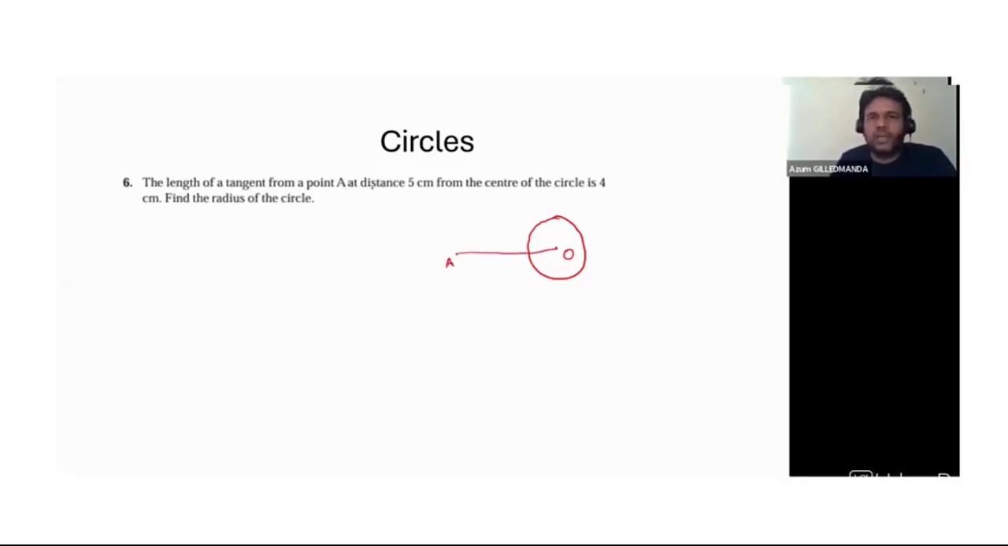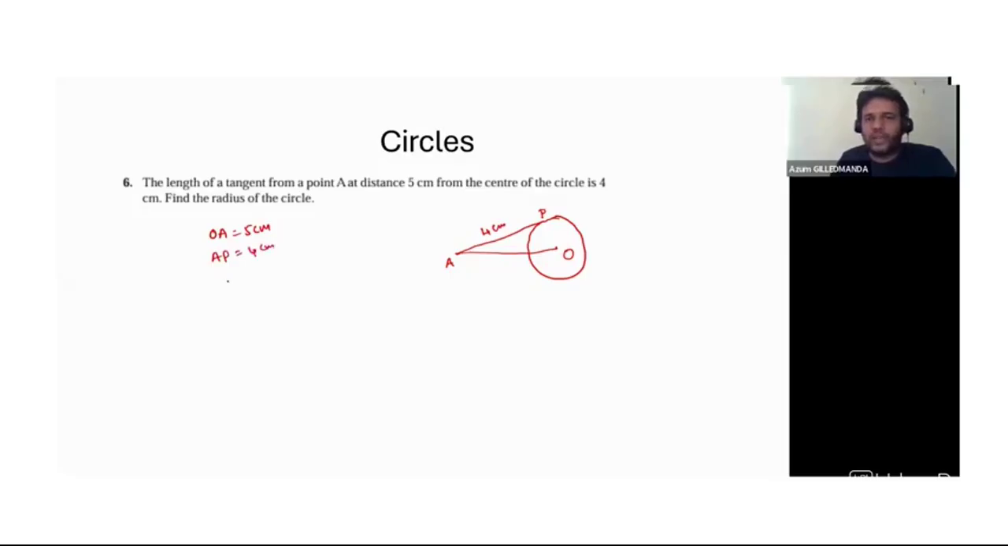From a point A at a distance 5 centimeters, so OA is given. OA is 5 centimeters, and the length of the tangent from point A is 4 centimeters. So that means the tangent length is 4 centimeters. Let's say the tangent is touching at point P, then this length AP is 4 centimeters.